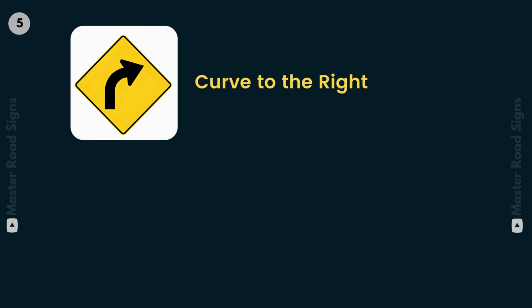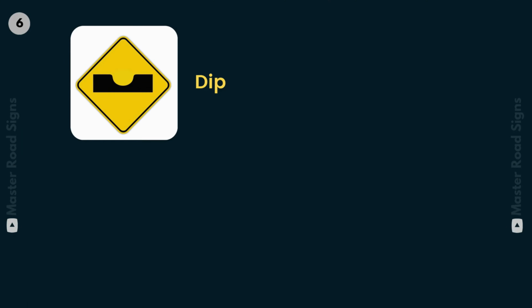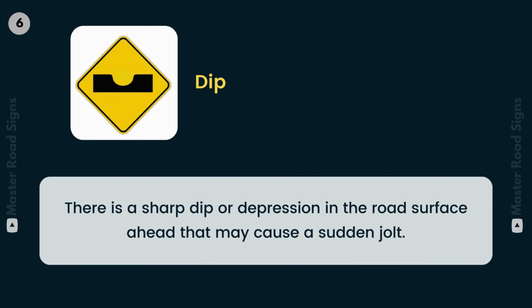Curve to the right sign. Indicates that the road will curve to the right ahead. Dip sign. There is a sharp dip or depression in the road surface ahead that may cause a sudden jolt.